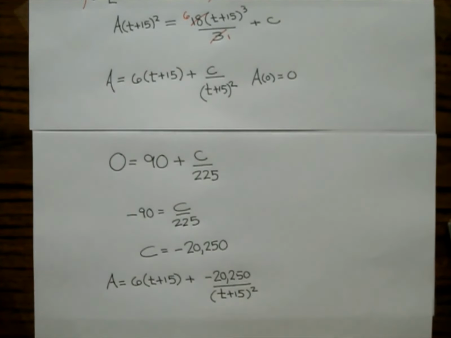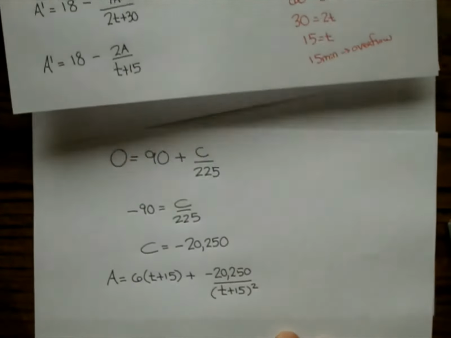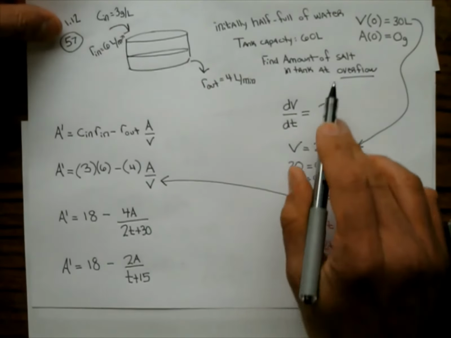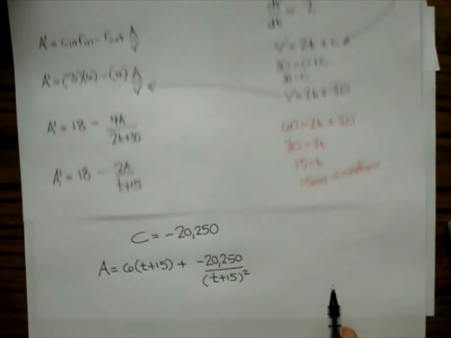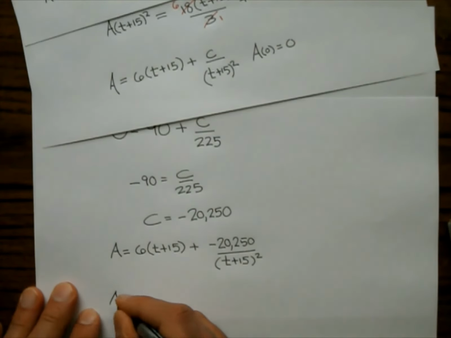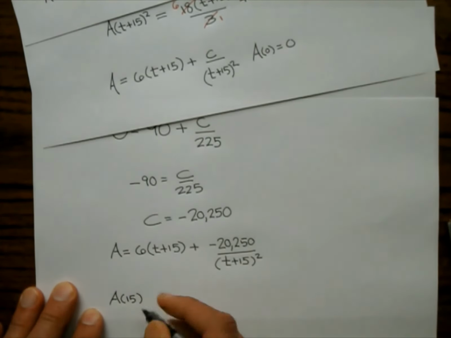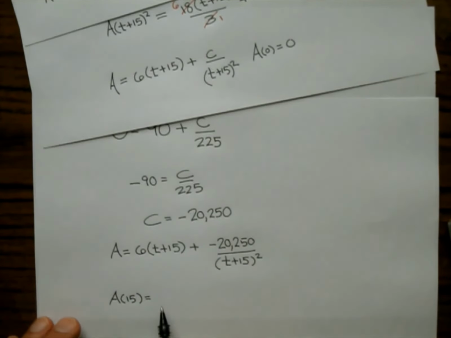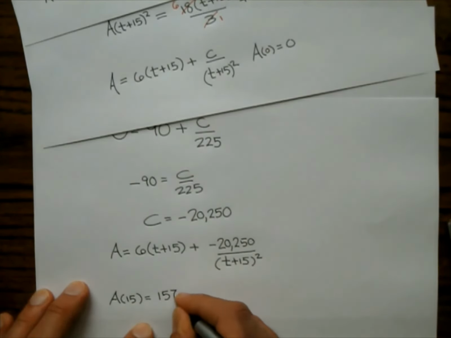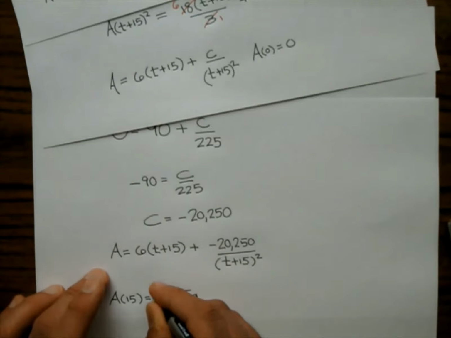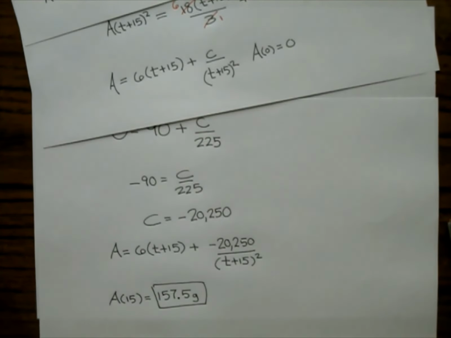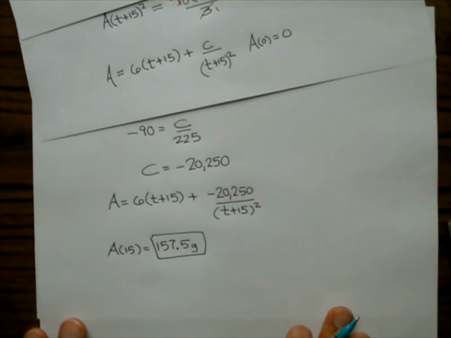Whew. So our original problem said find the amount of salt in the tank at overflow. Overflow we found out was 15 minutes. So we have to put 15 into this. Okay, so if you do that in your calculator, actually this one you don't have to round. I did it in my calculator and I ended up getting 157.5, and then salt is measured in grams. Okay, so the follow-up question is, what is the concentration?